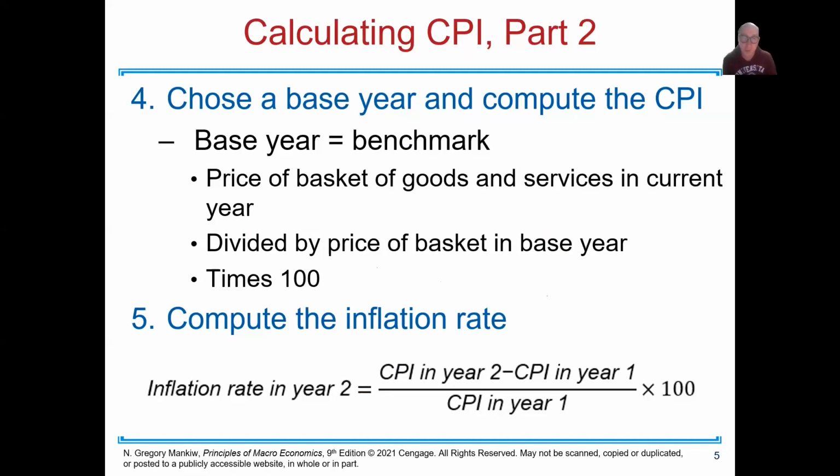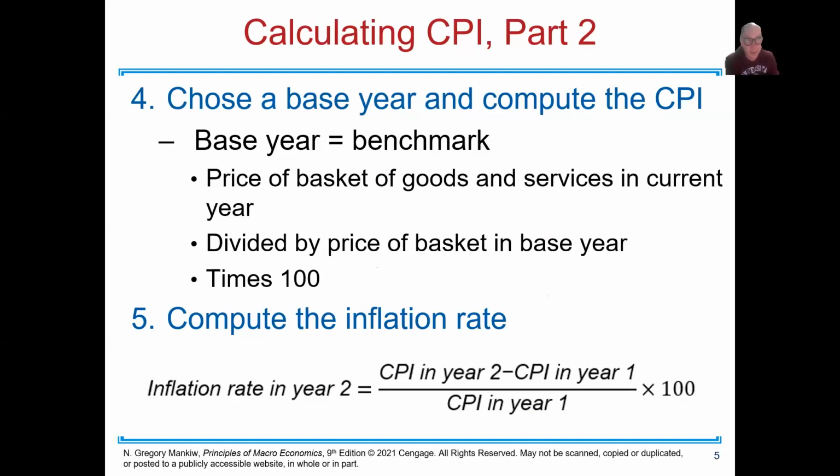And we use the base year as a benchmark, which is then used to understand the prices of the goods and services that we're looking at within that current year. We then divide the price of the goods and services in the current year by the base year and then multiply by 100. And we've seen this type of calculation before when we try to understand the percent change.